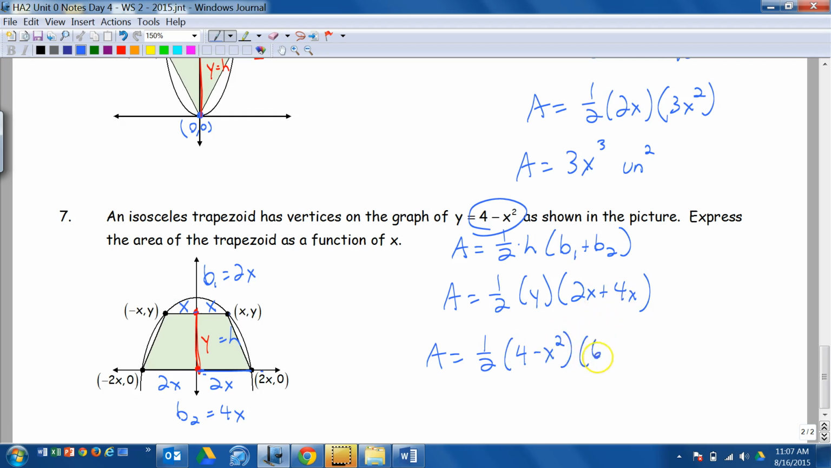And then this becomes 6x. 6x times a half is 3x, so I'll get rid of that real fast. And then finally, you can multiply that in, and we get an area equation of 12x minus 3x cubed. And that's going to be in units squared again. Okay, so those are literal equations.